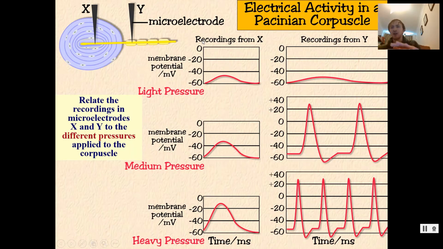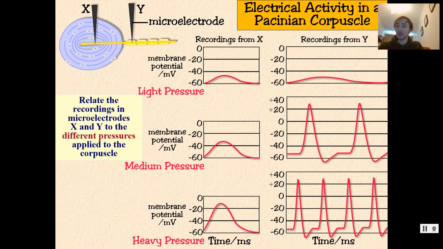So every time a piece of dust lands on your skin, you have this happen with light pressure. But because it's so light, the generator potential isn't enough to cause the threshold to be reached, so you get no action potentials, so your brain never knows about it, nor does any other part of the nervous system.